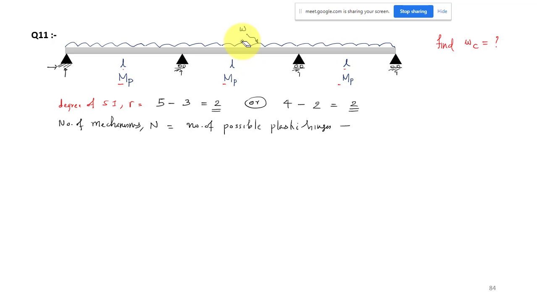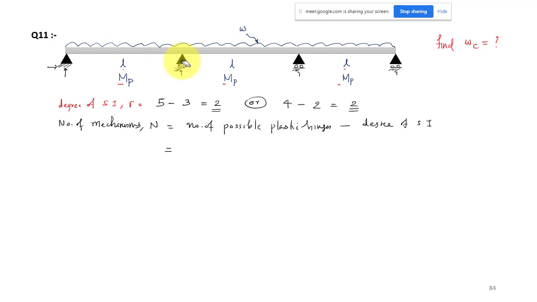Okay, that is what we are doing in the plastic analysis. So the number of mechanisms is given by the number of possible plastic hinges in the structure minus the degree of static indeterminacy. This one we already got 2. And can you tell me in this structure how many plastic hinges are possible? 5. Yes, so 5 plastic hinges are possible.